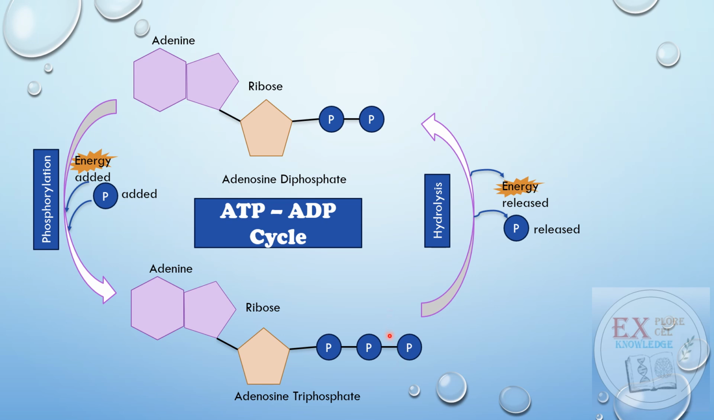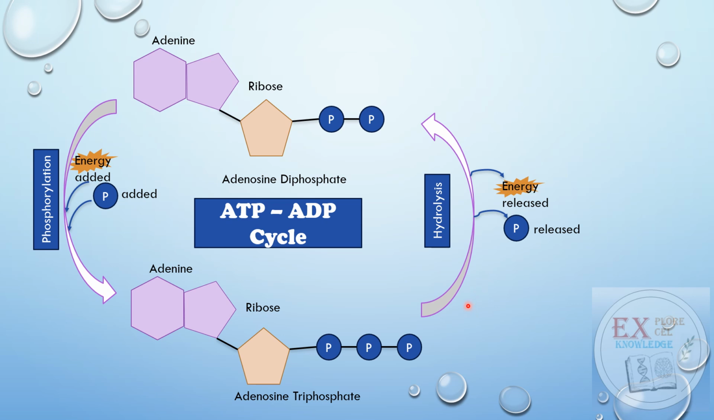When this terminal phosphate linkage in ATP is broken down using a water molecule, the energy is released with the phosphate molecule. Okay, the energy equivalent is 30.5 kilojoules per mole. The process is known as hydrolysis. Hydrolysis means breakdown with the help of water that releases energy which is equivalent to 30.5 kilojoules per mole. Okay, since ATP has high energy content, it is known as the currency of the cell.